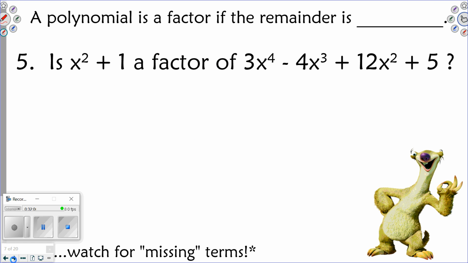All right, guys, number 5. So first, the part at the top: a polynomial is a factor if the remainder is 0. Because if the remainder is 0, that means that you could have actually factored it. Right? That was a factor of it. So it comes out nicely, right?